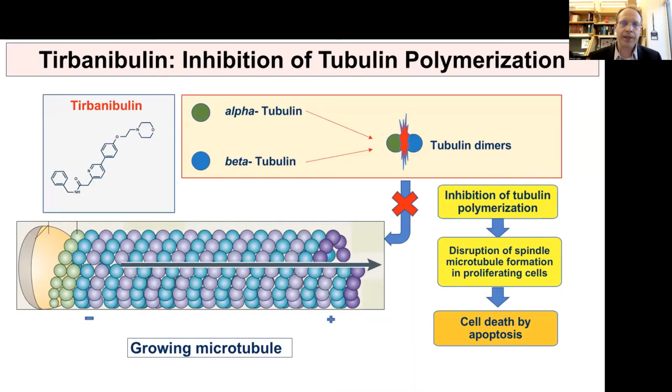And Tirbanibulin is an inhibitor of this tubulin polymerization. So it's thought that the Tirbanibulin binds the beta tubulin and helps inhibit tubulin polymerization, so you don't get the growth of the microtubules. This leads to disruption of the spindle microtubule formation in the proliferating cells, like the proliferating actinic keratosis keratinocytes, and this leads to cell death by apoptosis.